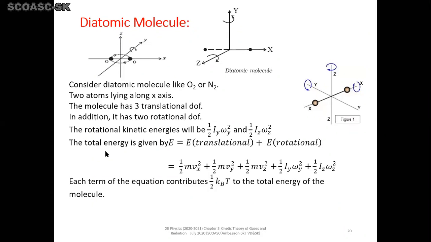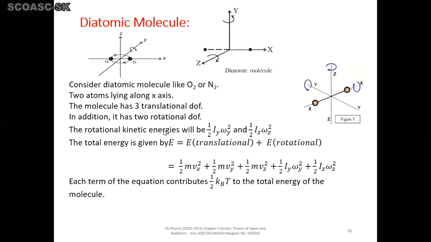So what is the total energy? It is the translational energy plus the rotational energy. The translational energy is half mvx square plus half mvy square plus half mvz square. And the rotational energy is half Iy omega y square. Remember, we did this in the first chapter on rotational dynamics. Half I omega square is the rotational kinetic energy, and it is along the z-axis as well.